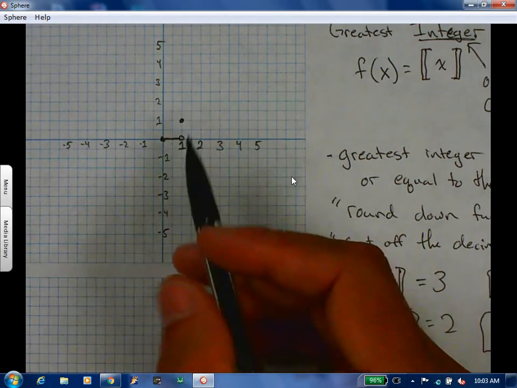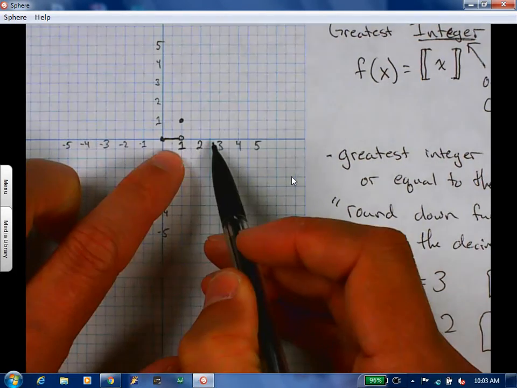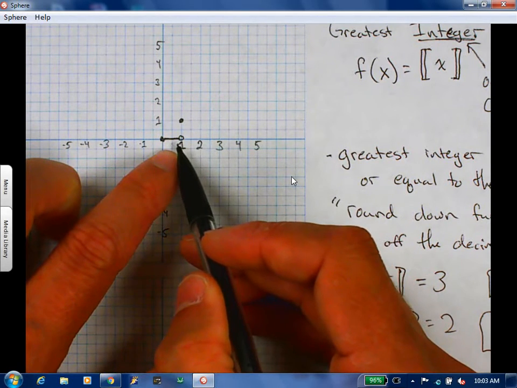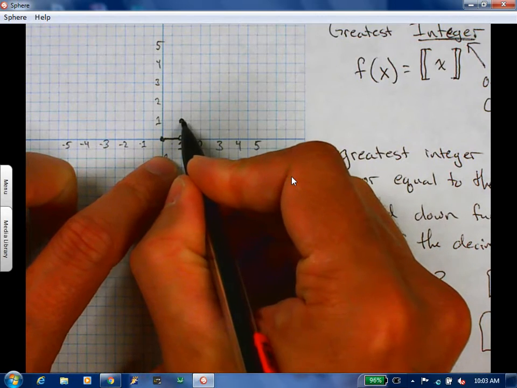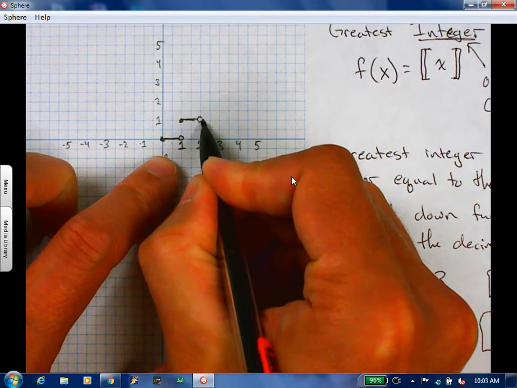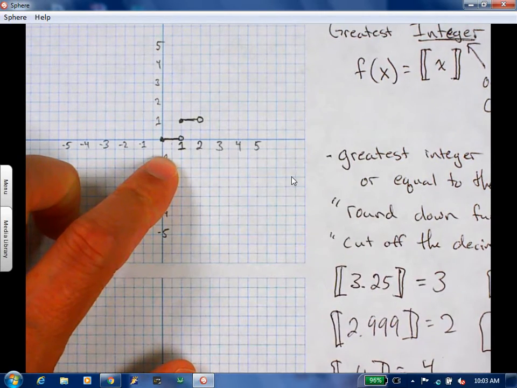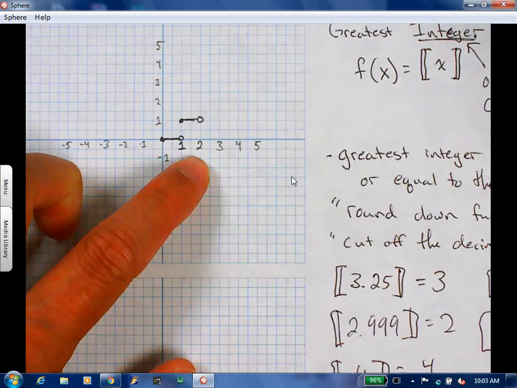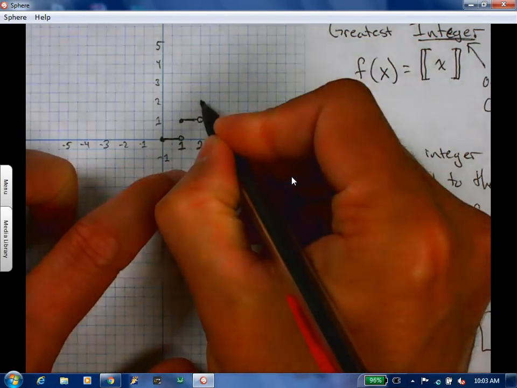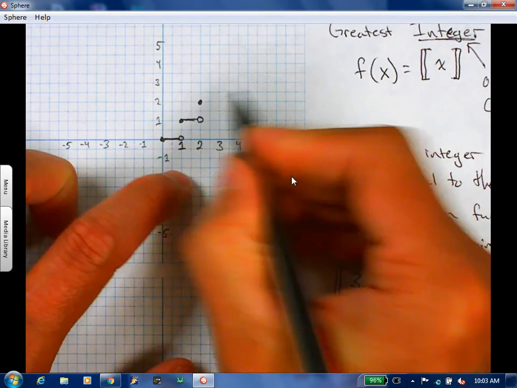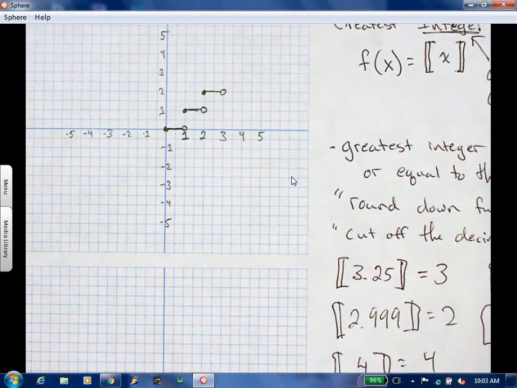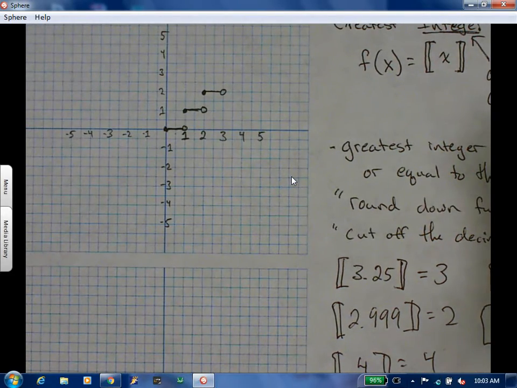Okay, so now x is 1. I'm going from 1 to 2. Anything from 1 to 2 is going to get rounded back down to 1. So I'm going to have another horizontal line right here, and an open circle right there, because at 2, guess what it jumps up to? 2. So guess what we're kind of making here? This is also called a step function, because it makes steps when you graph it.